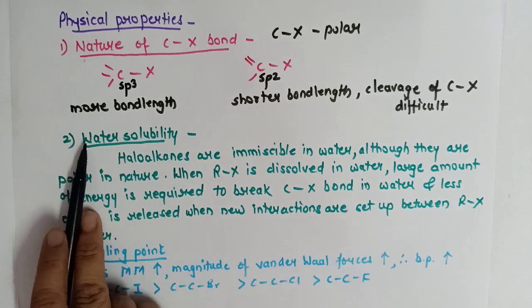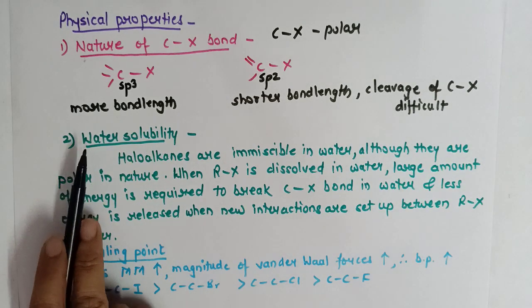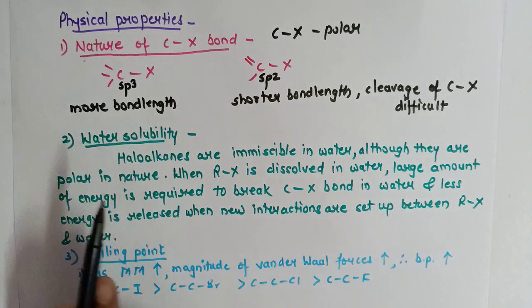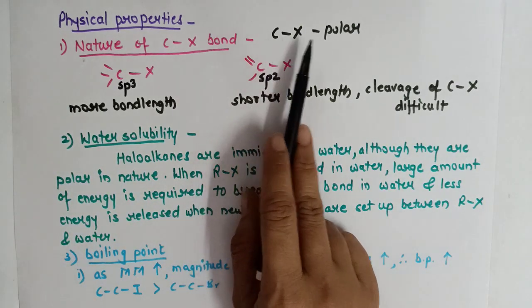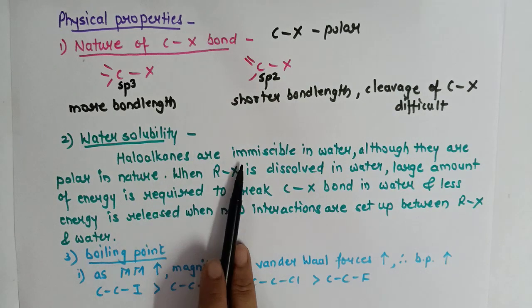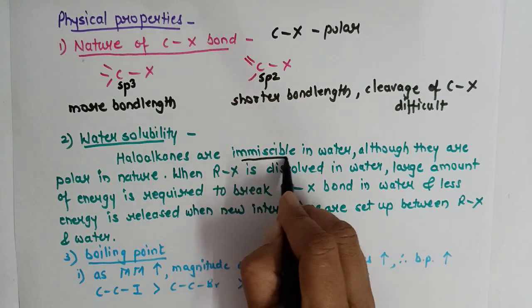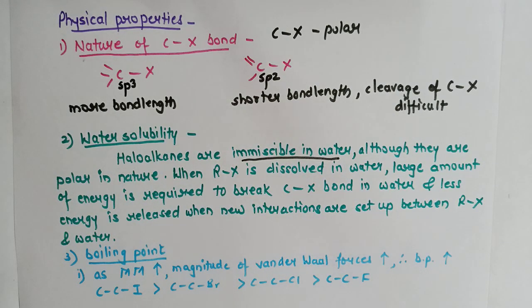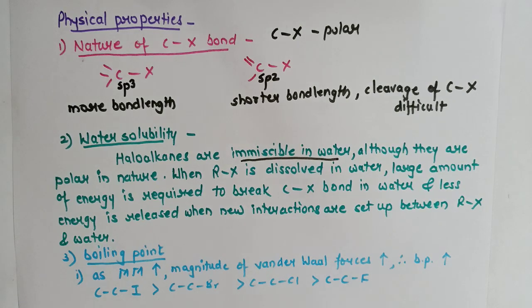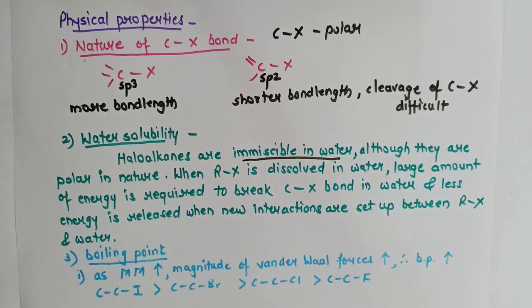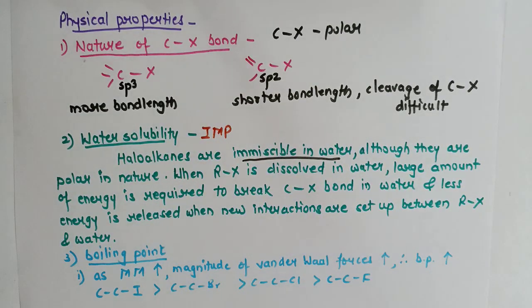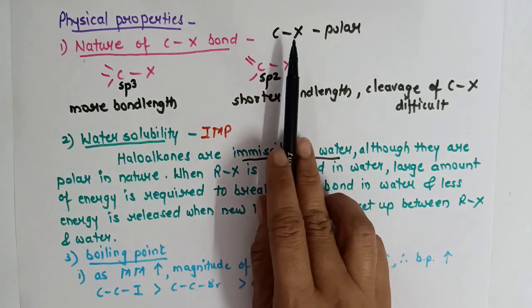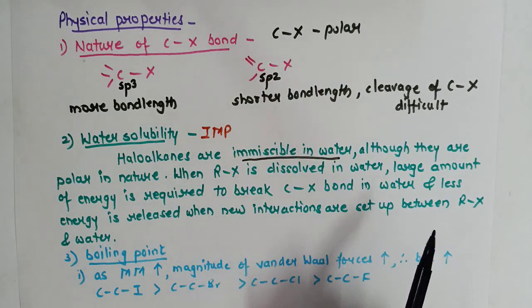Okay, so the second point is water solubility. We know that water being a polar solvent, all polar solutes are soluble in water, but haloalkanes are exceptions. Haloalkanes, although polar in nature, are immiscible in water. This is a very important give reason question. Many a times it has been asked in board exams why haloalkanes are immiscible in water, although the carbon halogen bond is polar in nature.